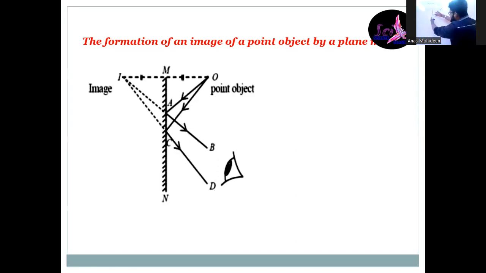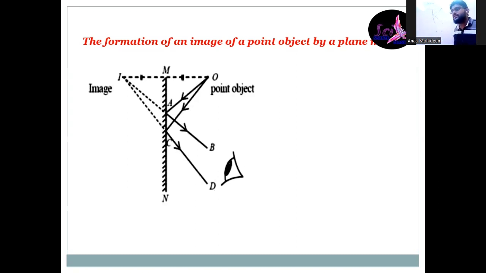You can see clearly they want to intersect, but they never intersect. They go away. If you argue that it is only for this diagram, or only for a pointed object, what if it is a non-pointed object? Whatever the object you draw, you apply the same concept. You could see they go away. They reflect, they won't be meeting. So there is no real image.